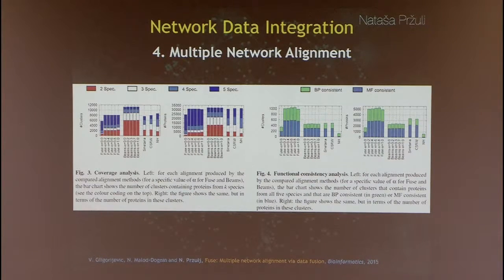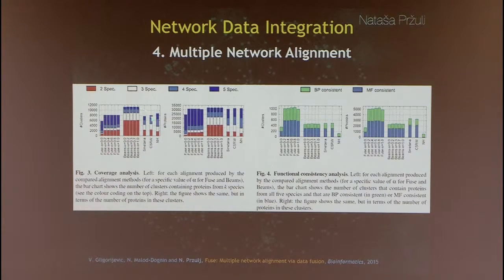You want to have genes from all species that are aligned based on this collective evidence. So the more species you have, the genes from more species in the cluster, the better. So this is 2 species in a cluster, 3, 4, 5. So blue is good. And this is fused. This is our multiple network alignment.